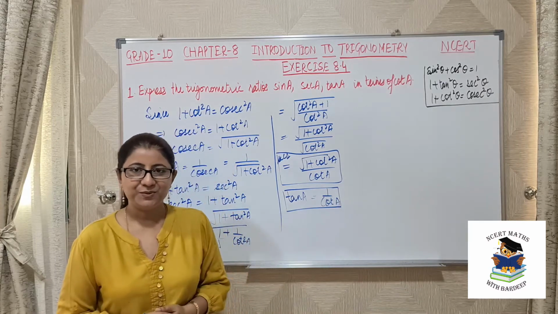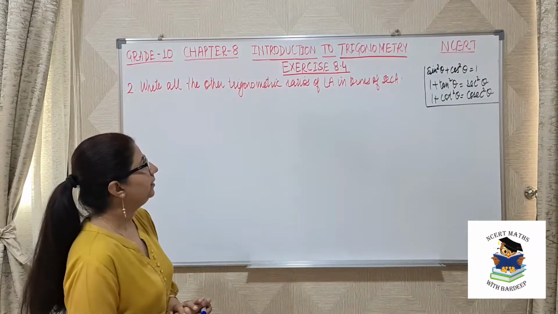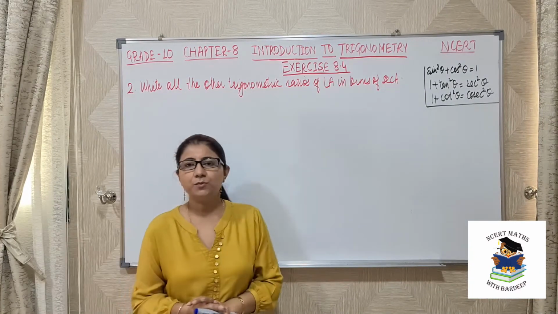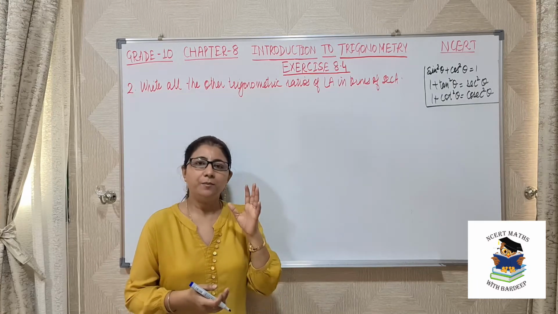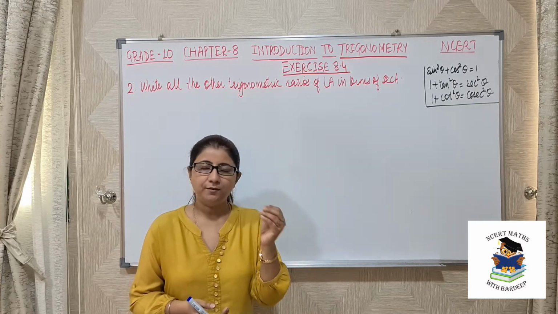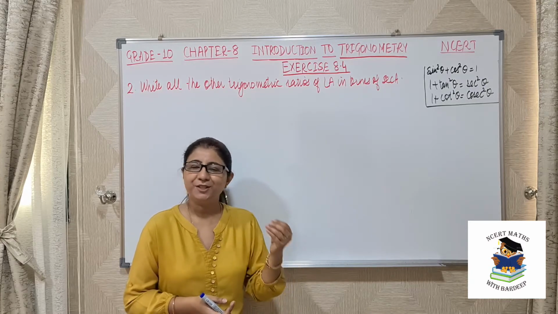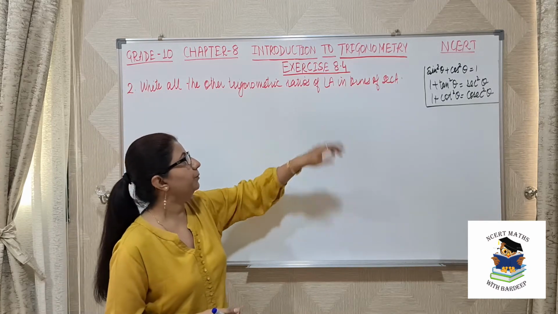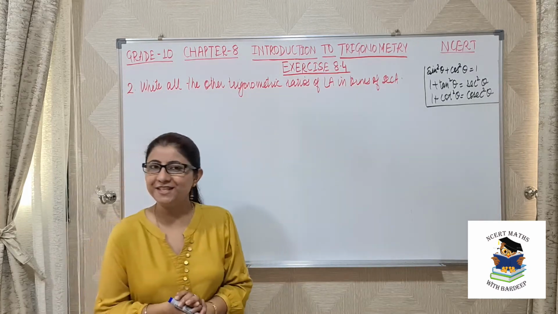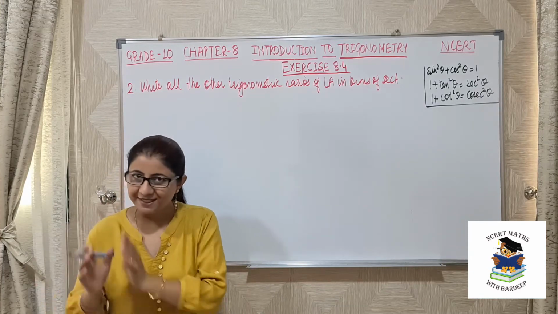Now let's see the next one. Let's see our second question. Write all the other trigonometric ratios of angle A in terms of secant A. This question is similar to question number 1, but in that question we needed to find the values of only 3 particular trigonometric ratios in terms of cot A, but here we should find all the other trigonometric ratios in terms of secant A. Means everything should include the term secant A.